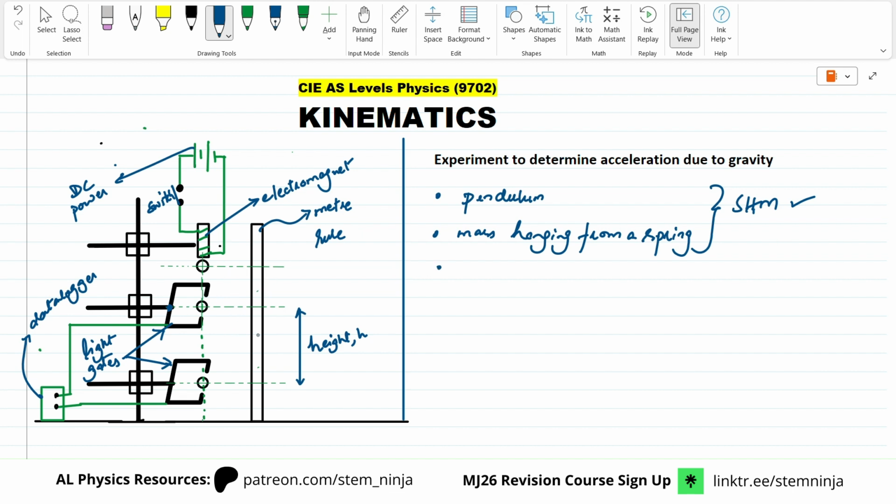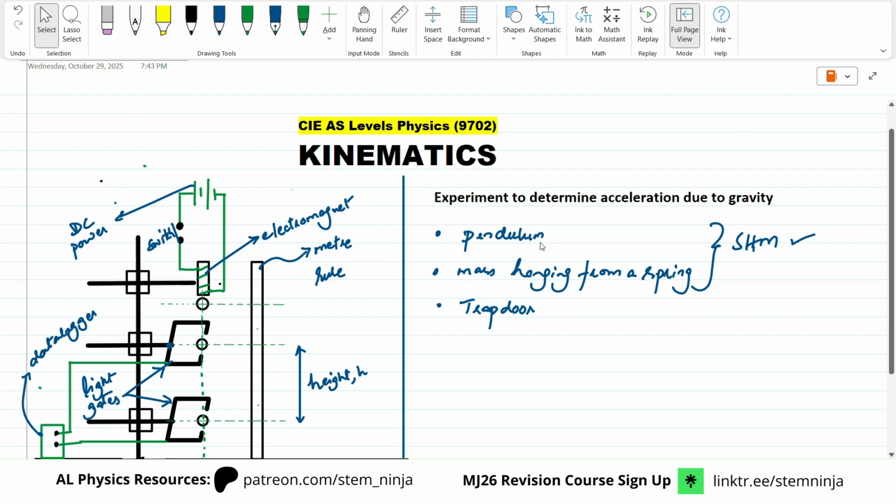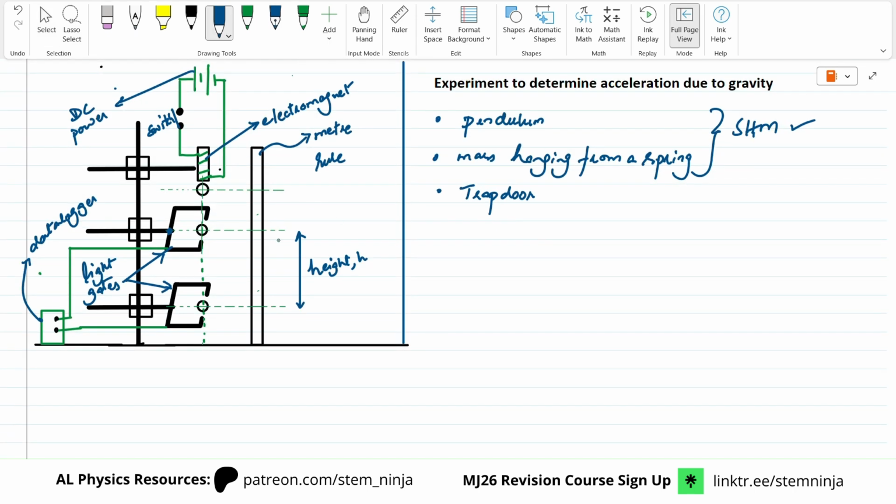Over here we have used two light gates, but instead of two light gates, you could use a trap door to trigger and de-trigger the timer also. But this one, we are already familiar with the experimental process, but still we need to be able to write this carefully also. So let's start writing about it.